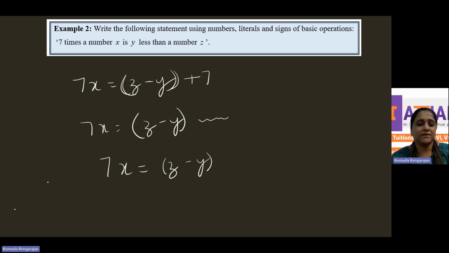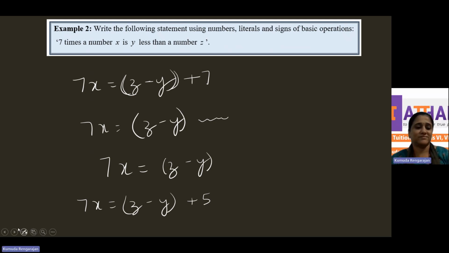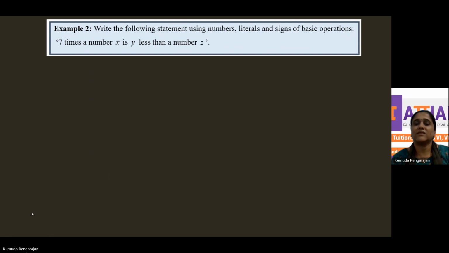So if it is 7x is equal to z minus y, and there is something like plus 5 separately, then you should put this in a bracket. It's not mandatory. Anyway, there is 7 there. 7 is the constant. X, y, and z are the variables. And the operations: you have multiplication, you have subtraction.